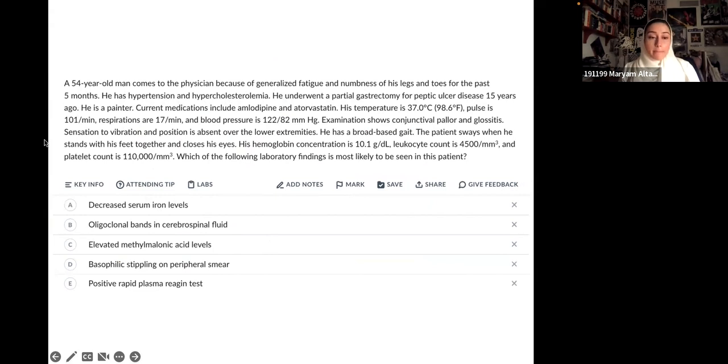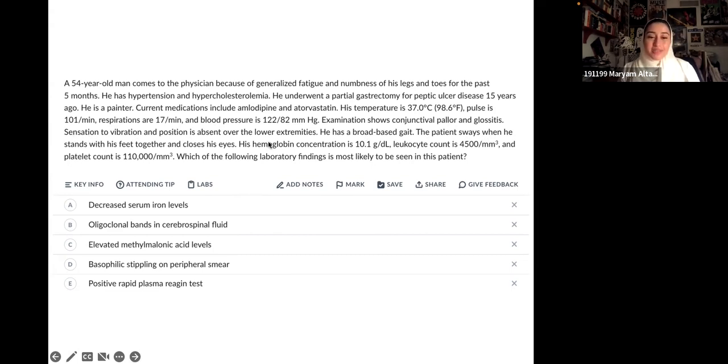Key thing, remember. He's a painter. Current medications include amlodipine and atorvastatin. His temperature is 37, pulse is a bit high, respirations are normal, blood pressure is normal. Examination shows conjunctival pallor and glossitis. So glossitis you can specifically see in megaloblastic anemias. You guys got it, but I'm going to continue reading the question for the recording, okay?